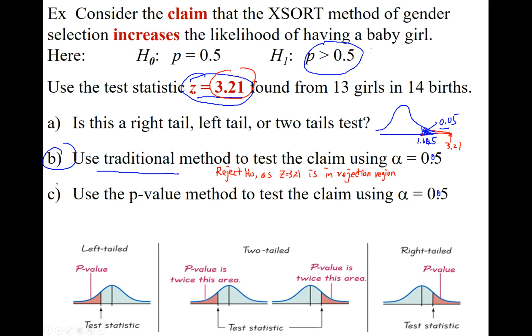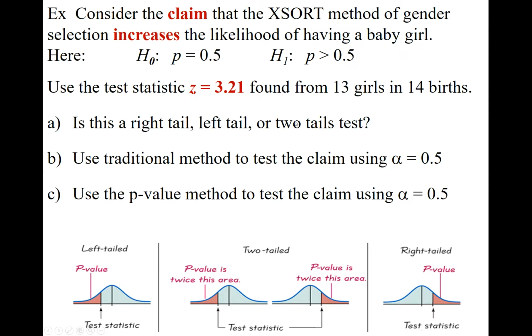Now, if you can recall that when we reject H0, that means we are in favor of H1. H1 means the method is effective. Therefore, we can now conclude that, well, this method is really increasing the chance of having a baby girl. It is effective. So this is the traditional method. Now let's take a look at the p-value method.